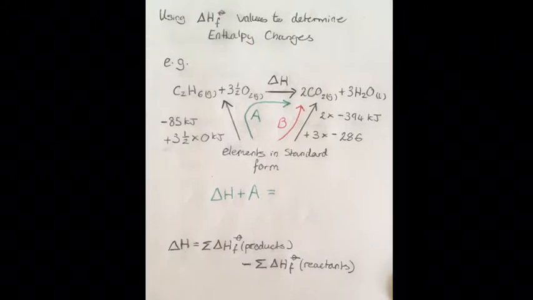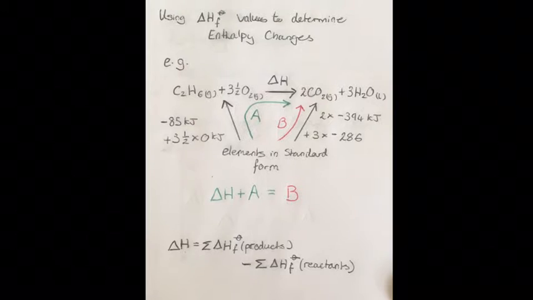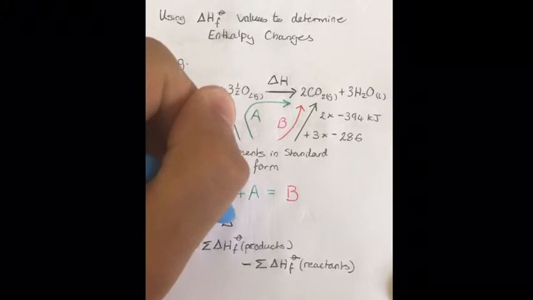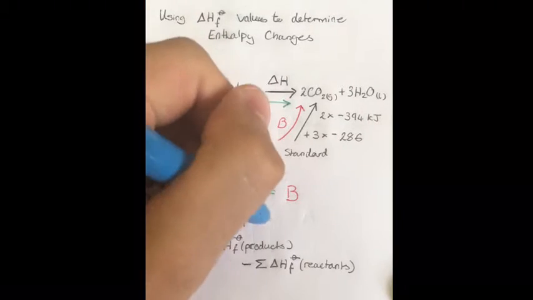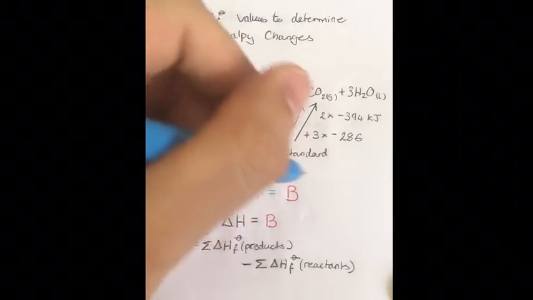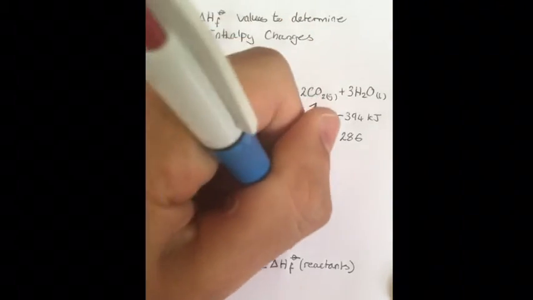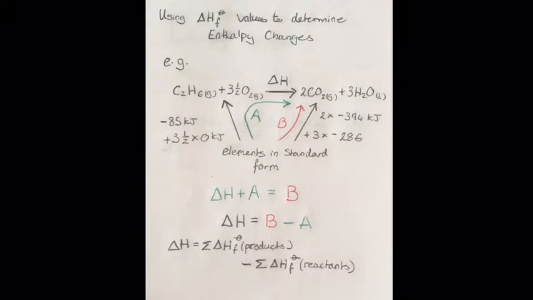Hess's law says that the total enthalpy change of these two paths will be the same. So we can write delta H plus A is equal to B. Rearranging this gives us that the enthalpy change we're interested in, delta H, is the enthalpy change of formation of the products, B, minus the enthalpy change of formation of the reactants, A.